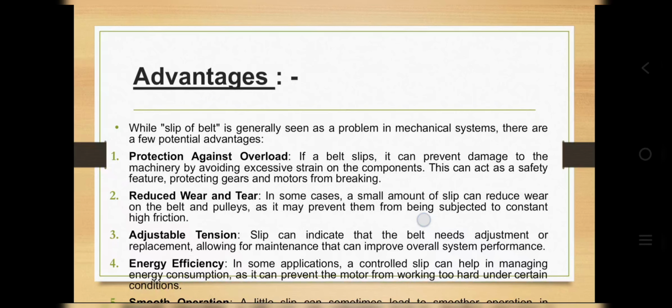Advantages. While slip of belt is generally seen as a problem in mechanical systems, there are a few potential advantages. First is protection against overload. Second, reduced wear and tear. Third, adjustable tension. Fourth, energy efficiency. And fifth is smooth operation.